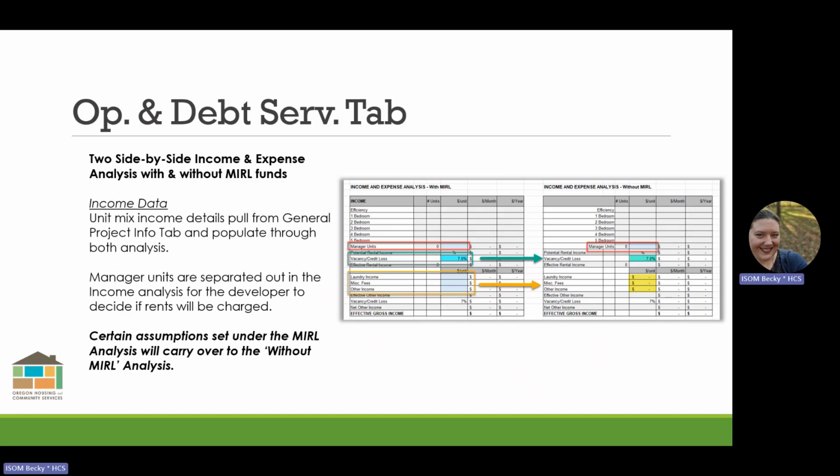And here is where the two scenarios really come into play. The income information will populate based on the unit mix summary on the General Project Information tab. Certain assumptions set for the with MURL scenario will also carry over to the without MURL scenario, like the vacancy rate and expected other income. The manager's unit rents can be different in each scenario if the developer so wants.